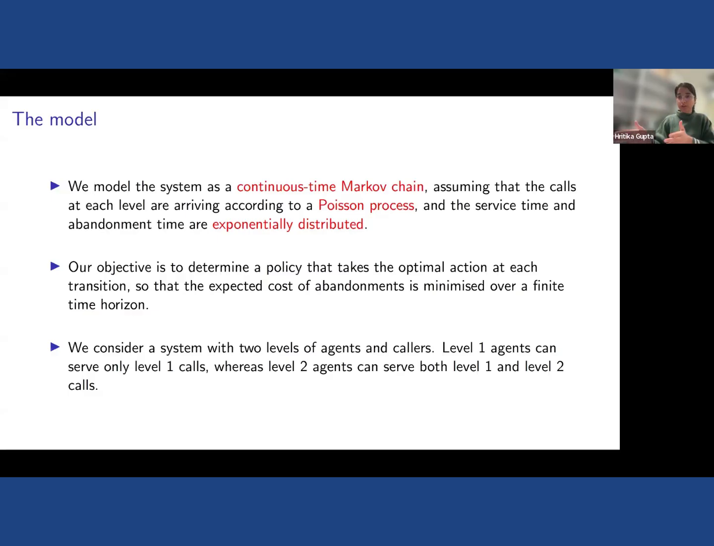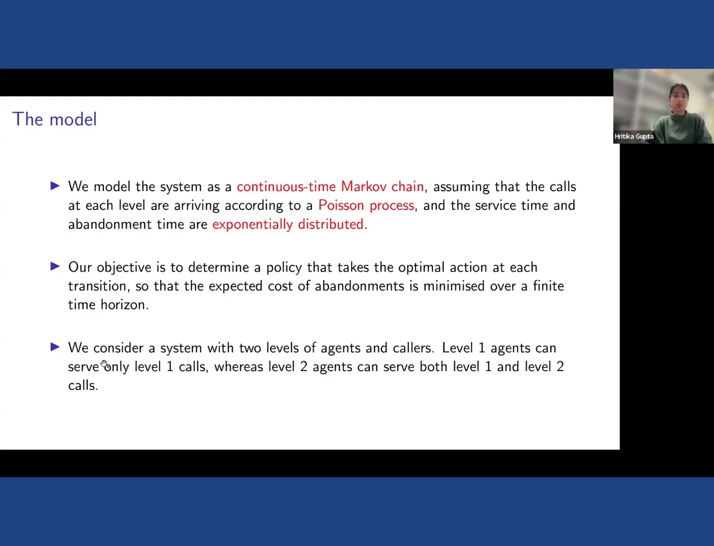There are different shifts, the number of agents available at different shifts changes, and there could be things like they are getting more calls in the morning and in the evening, but not that many calls in the afternoon. So that's why we just want to work with a finite time horizon, and we'll be minimizing the expected cost of abandonments. We first consider a downsized system.